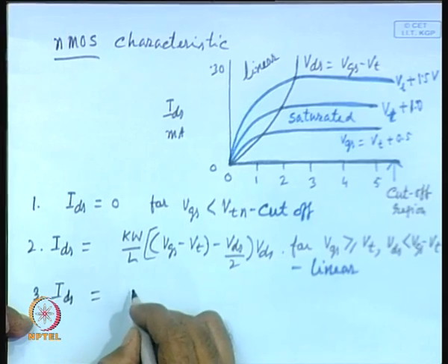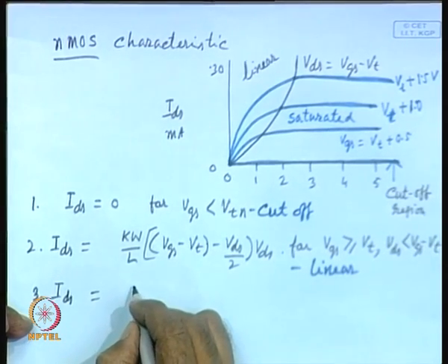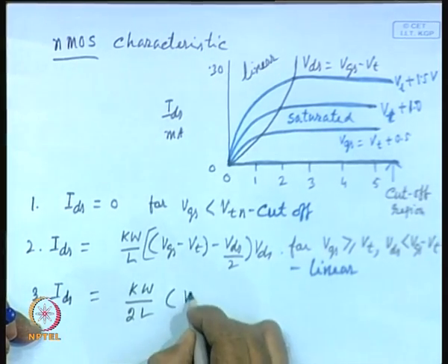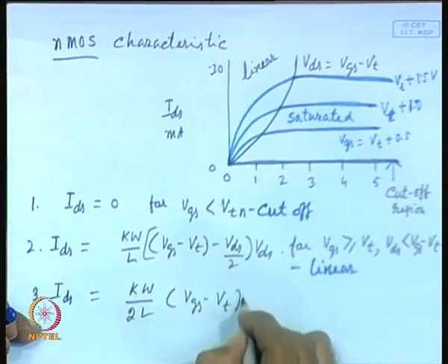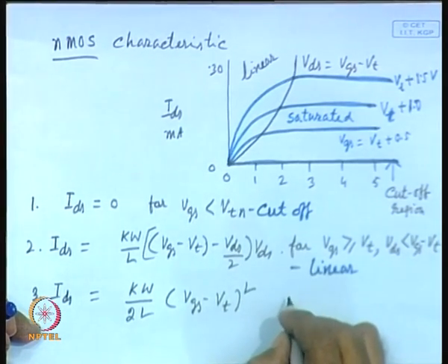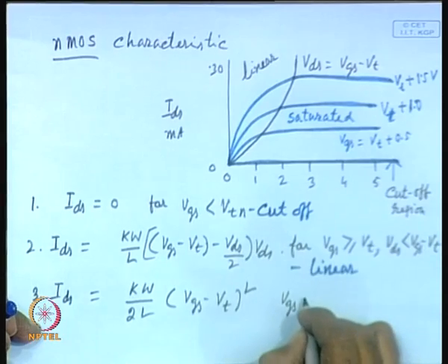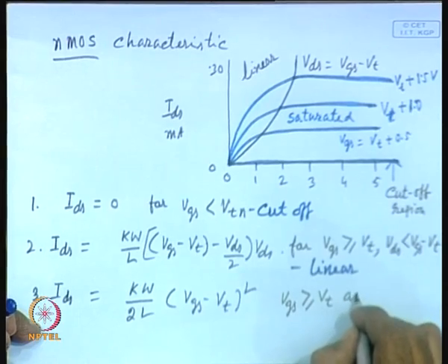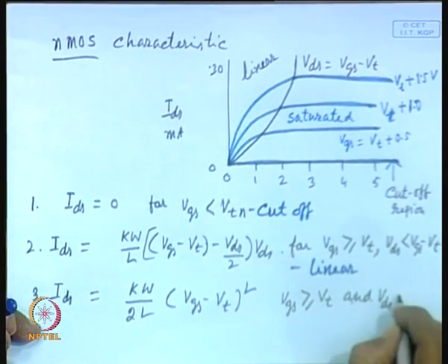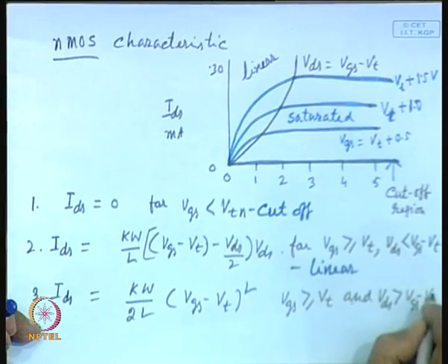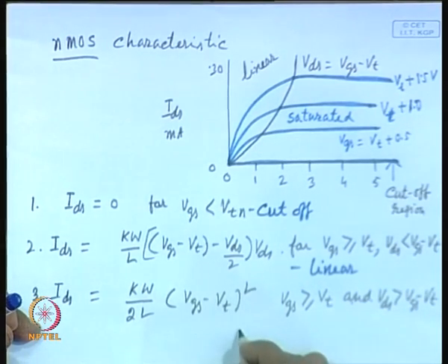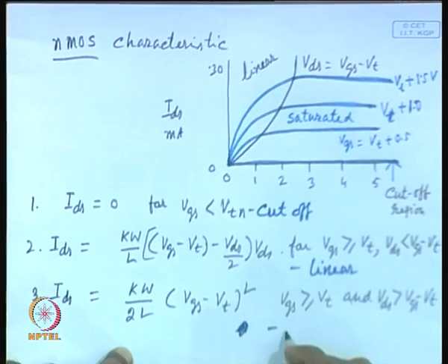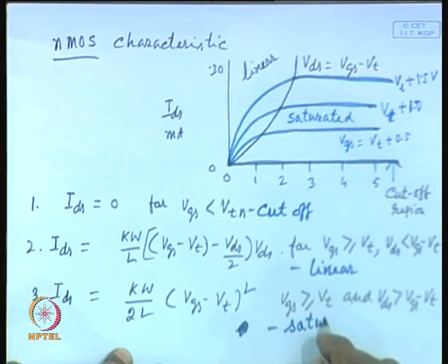In the saturated region, IDS is equal to, we have seen the expression, kW by 2L into (VGS minus VT) square, and this happens when VGS is greater than or equal to VT and also VDS is greater than VGS minus VT. So, this is your saturated region.